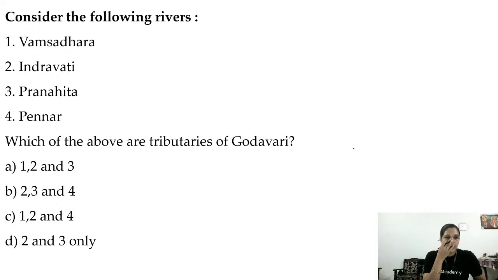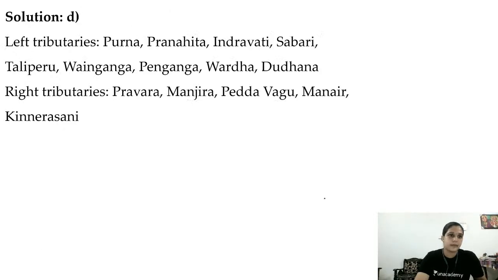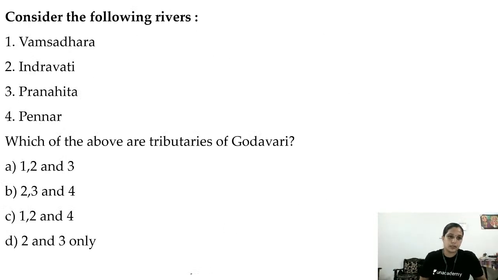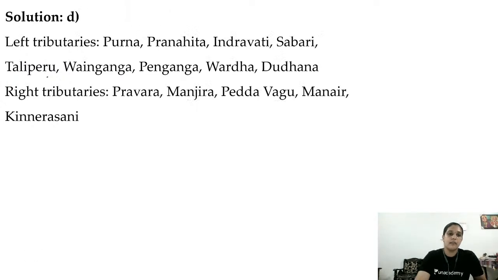Vamsadhara, Indravati, Pranahita, Pennar. Which are the tributaries of Godavari? So it's D, 2 and 3 only. Pennar is in Tamil Nadu, so if you eliminate that, you eliminate 1, 2 and 3. Answer: 2 and 3 only. Vamsadhara you can see in a different place. I have given you the list of left tributaries.